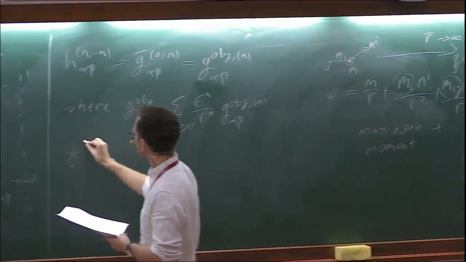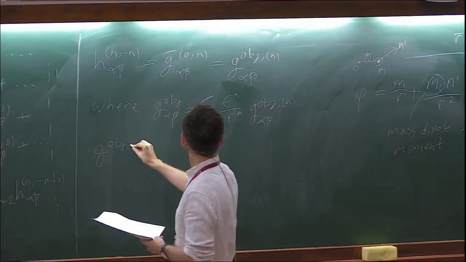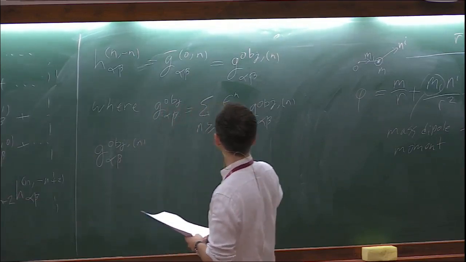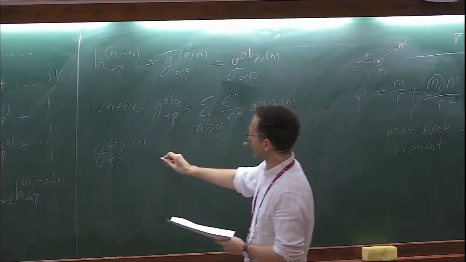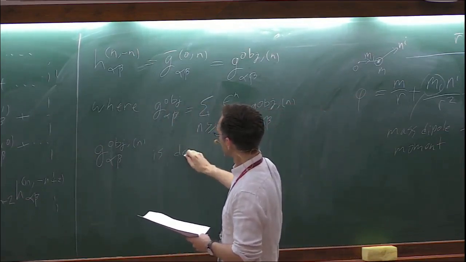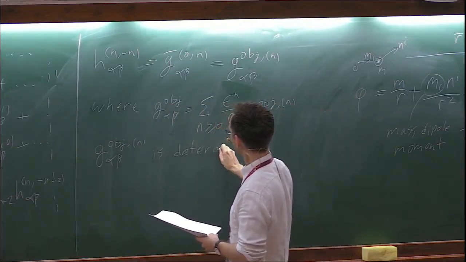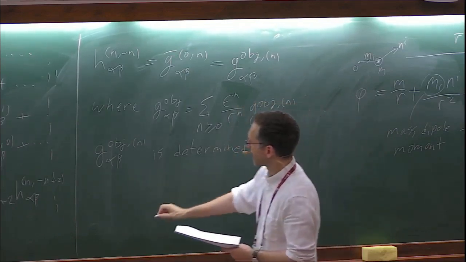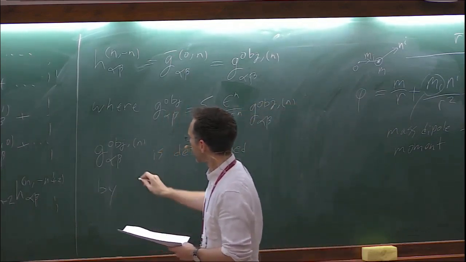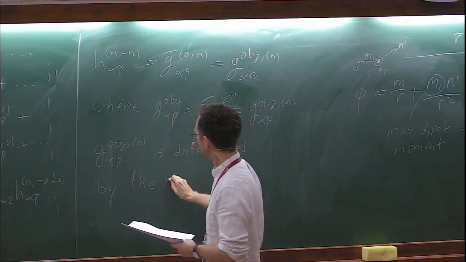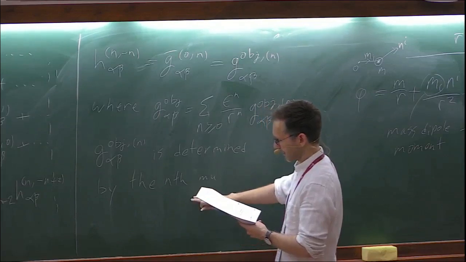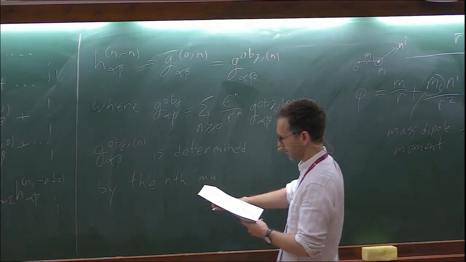So G object n, the coefficient of 1 over r to the n, is determined, or you can say determines, is determined by the nth, is it nth or nth plus 1?